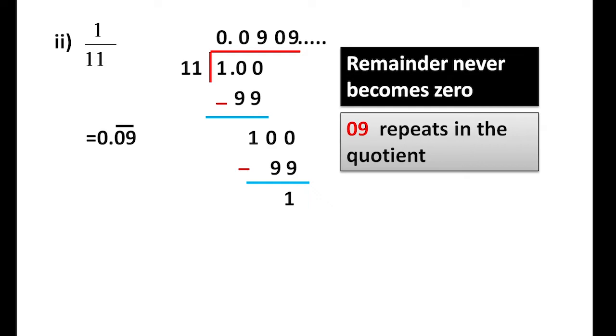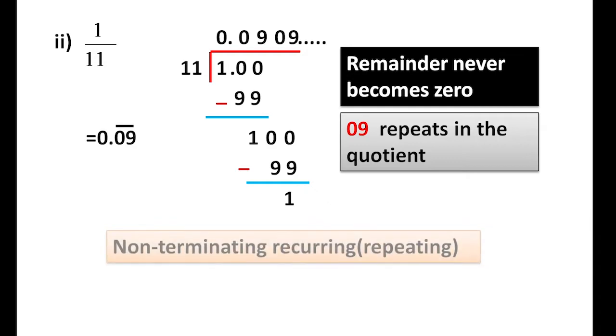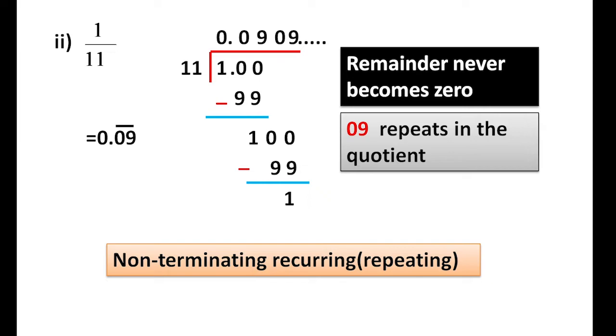Now we need to find out what kind of decimal expansion it is. Here the remainder never becomes 0 and the same remainder comes, or in the quotient 09 is repeating. So it is non-terminating recurring. Terminating means ending. Here it is not ending. The quotient is not ending, so it is non-terminating, and recurring means repeating. So the decimal form is non-terminating recurring.